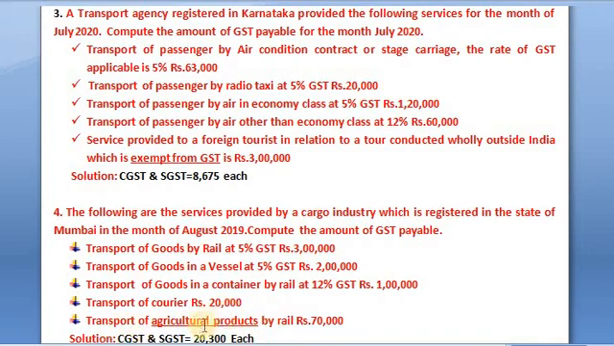And transport of agricultural products by rail. See, the services related to agricultural products are exempted. Getting my point? Here, transport of agricultural products, we are providing services for that. So it is exempted. But if it were processed agricultural products, it is taxable. They have mentioned only agricultural products. Only for the agricultural products it is exempted from payment of tax. Please be very clear with that.